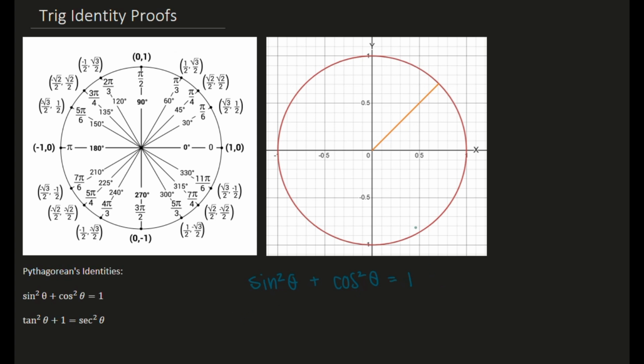Now, you might be asking yourself, why on earth would you want to do that? But there are some uses where the second identity is actually extremely helpful. So if I divide an equation, so long as I divide everything by that value, the equation still stays equivalent. So I have to divide everything by cosine squared theta.